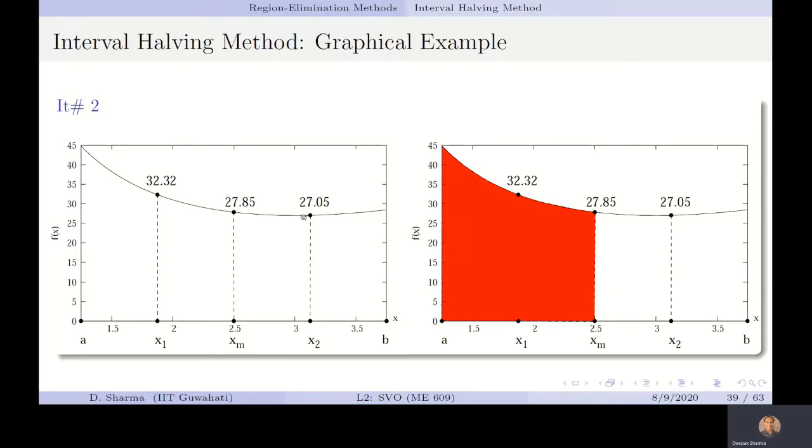Looking at the function value, you remember that the condition given in step 4 was satisfied. This means that from A to XM, the region will be eliminated. So the red region you can see is eliminated, and accordingly A will become XM and XM will become X2. B will remain the same after 2 iterations. So this method is quite easy to understand because it is dividing the region into 4, and then we are eliminating based on the conditions given in step 2, step 3 and step 4.